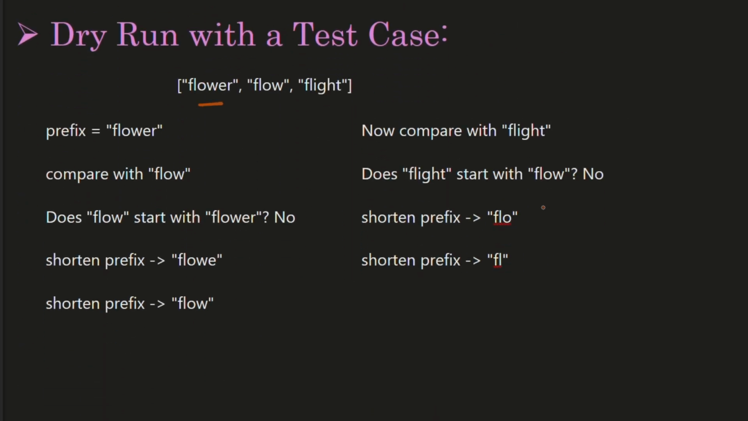Dry run. Example. Flower, flow, flight. Start, prefix equals flower. Compare with flow. Does flow start with flower? No. Shorten prefix to flowe, still no. Shorten to flow, yes. Keep prefix equals flow.